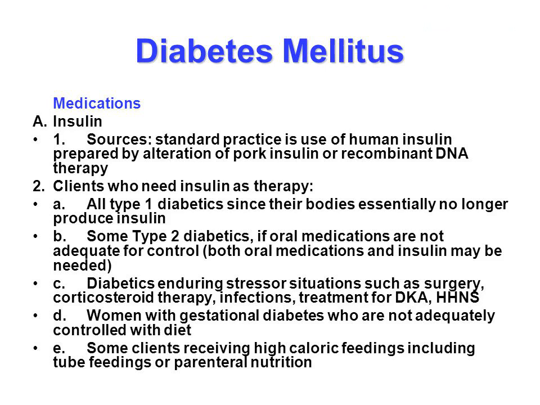B. Some type 2 diabetics, if oral medications are not adequate for control, both oral medications and insulin may be needed. C. Diabetics enduring stressor situations such as surgery, corticosteroid therapy, infections, treatment for DKA, HHNS. D. Women with gestational diabetes who are not adequately controlled with diet. E. Some clients receiving high caloric feedings including tube feedings or parenteral nutrition.